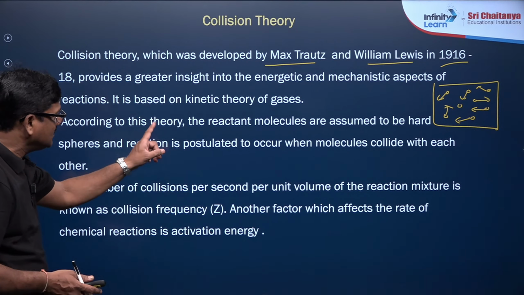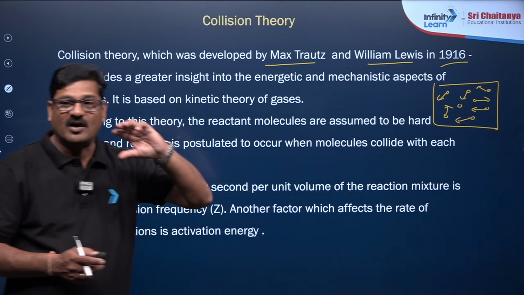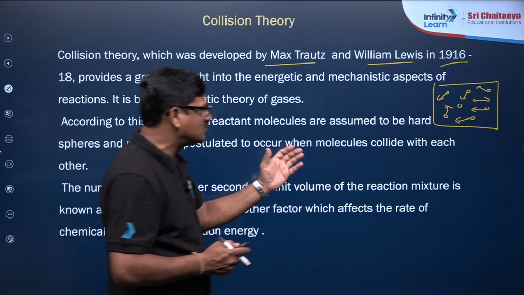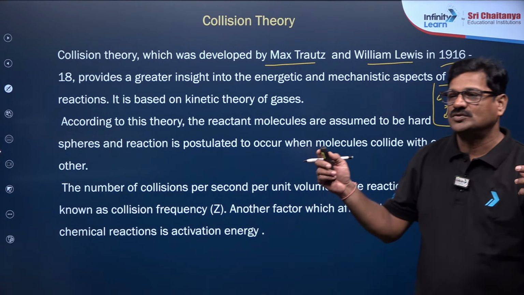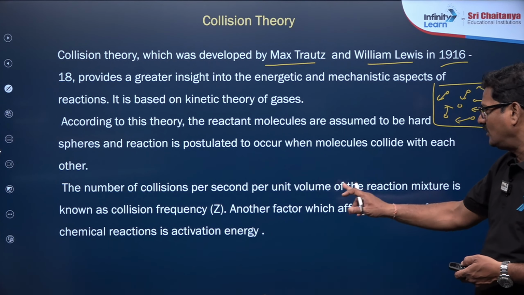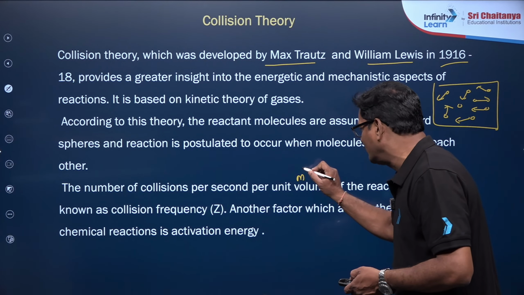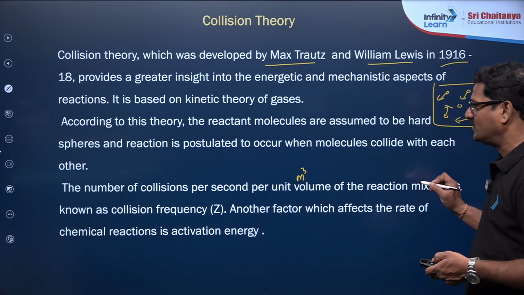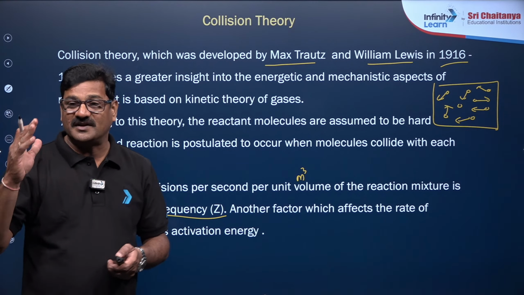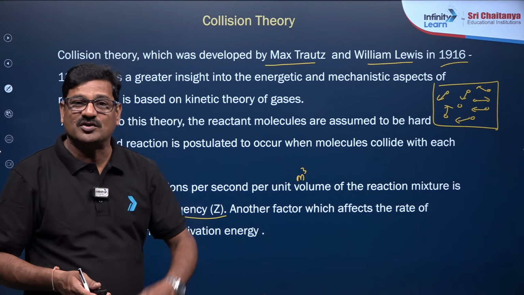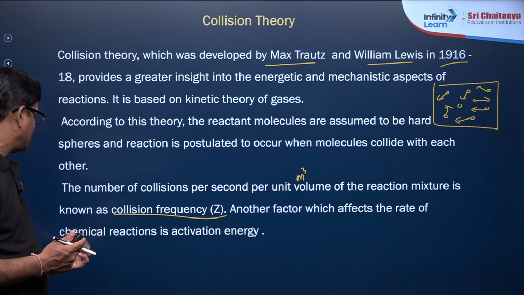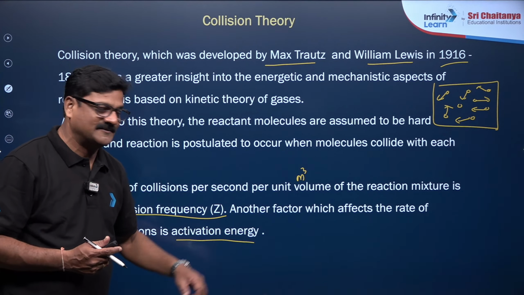According to this theory, the reactant molecules are assumed to be hard, tiny spheres, and the reaction is postulated to occur when the molecules collide with each other. The number of collisions per second per unit volume, taking volume in meter cube, in the reaction mixture is called collision frequency, in the range of 10 to the power exponents. Another factor which affects the rate of chemical reaction is activation energy.